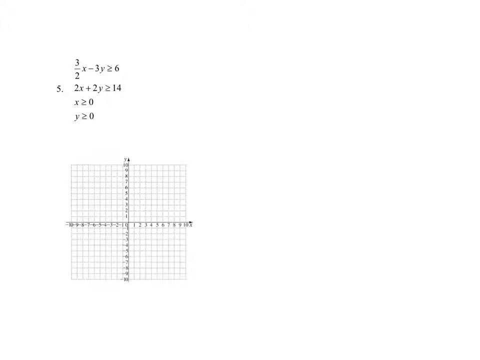In this example, we also have 4 inequalities that need to be graphed. The one thing you'll probably notice is this top inequality actually starts with a fraction in it. Now, we can take care of that. If you want to multiply everything in this top equation by 2, we can eliminate the fractions. So we would end up with 3x minus 6y, because I'm multiplying every term by 2, is greater than or equal to 6 times 2, which is 12.